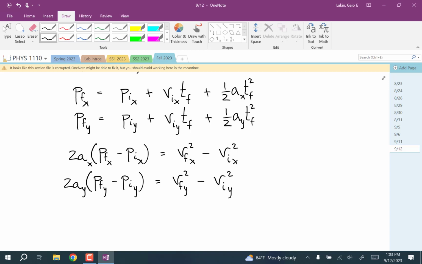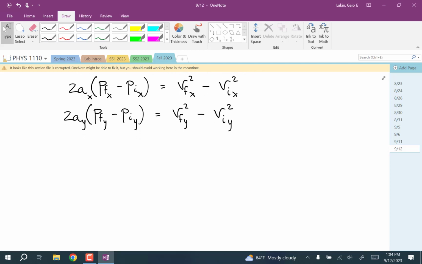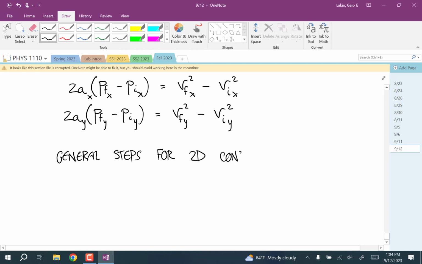Okay, well, let me give you a set of 4 steps for solving these. You're going to see it's very similar to the steps in 1D problems. And we won't have time to do an example problem, I don't think, today, but I'll give you the steps, and then next class we'll do some examples. So this is general steps for 2D constant acceleration problems.